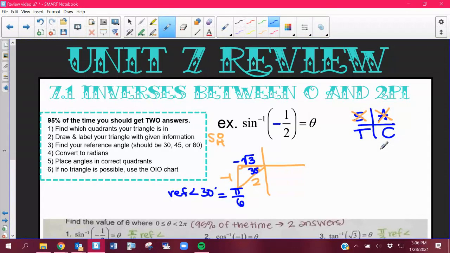Now, the last thing I have to do is make sure that this is in the correct quadrant. Because if I was to say the answer is pi over 6, that means my answer is in quadrant 1. We already ruled that one out. So I'm going to go ahead and make sure that I get this thing in the right quadrant.